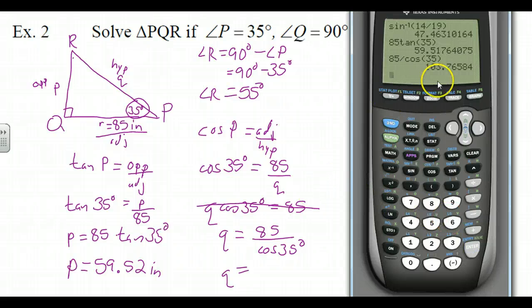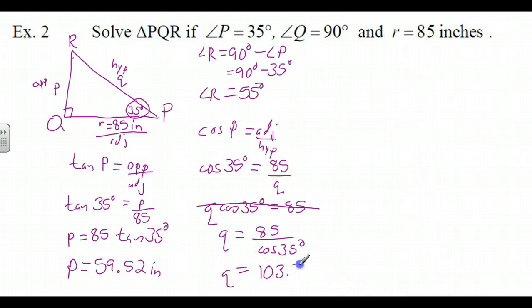And that's 103.76. Look to the right, that's a 5, so 103.77, and now we need units, the side length, inches.